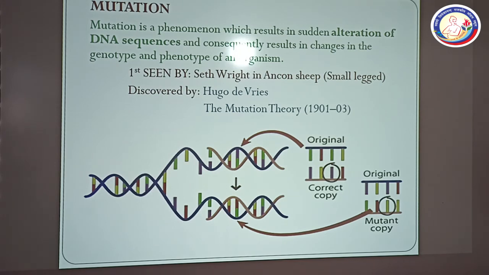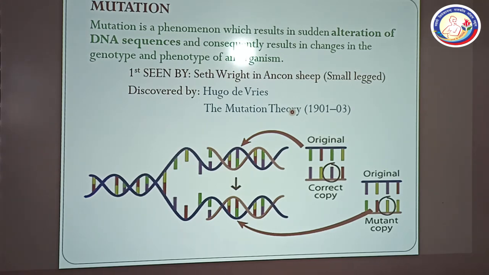Next, you can see the mutation. What is mutation? Mutation is a phenomenon which results in sudden alteration of the DNA sequence and consequently results in a change in the genotype and phenotype of an organism. The mutation was first seen by Cartwright in Ancon sheep, with short legs. Cartwright was not a scientist; he was a shepherd. It was discovered by Hugo de Vries, and he proposed the mutation theory in 1901 to 1903.